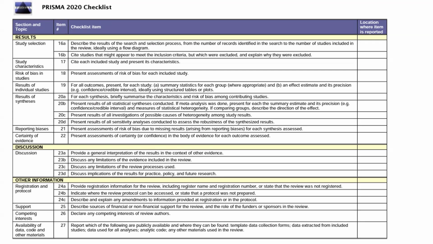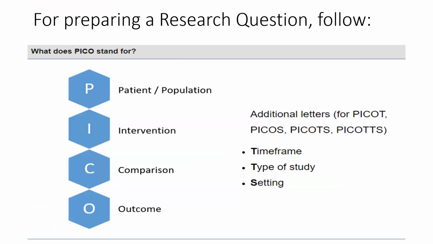And if you search Google for ROSES, it also has its own guideline and checklist. So either you follow ROSES or PRISMA. They are all on Google and provided to you free of cost. You need to follow those in a systematic literature review.